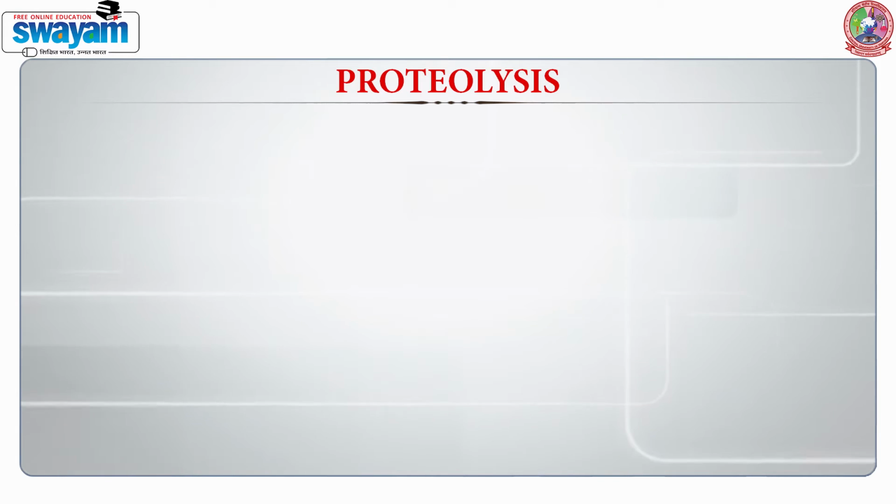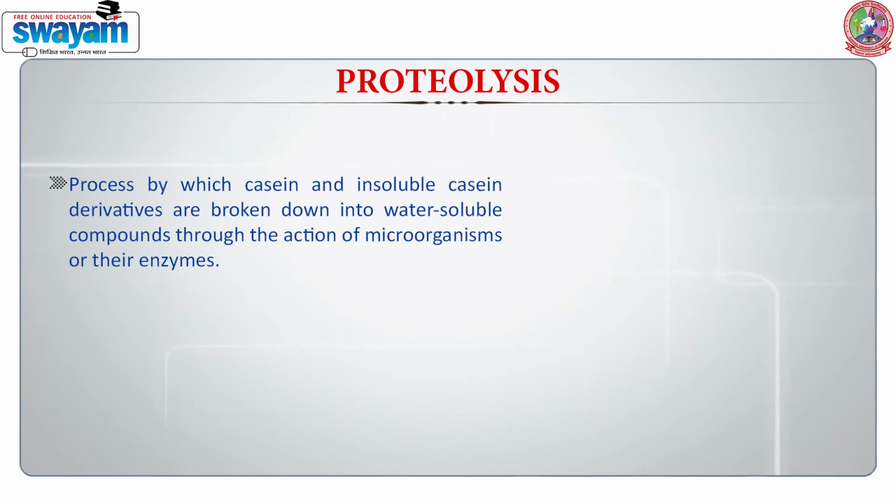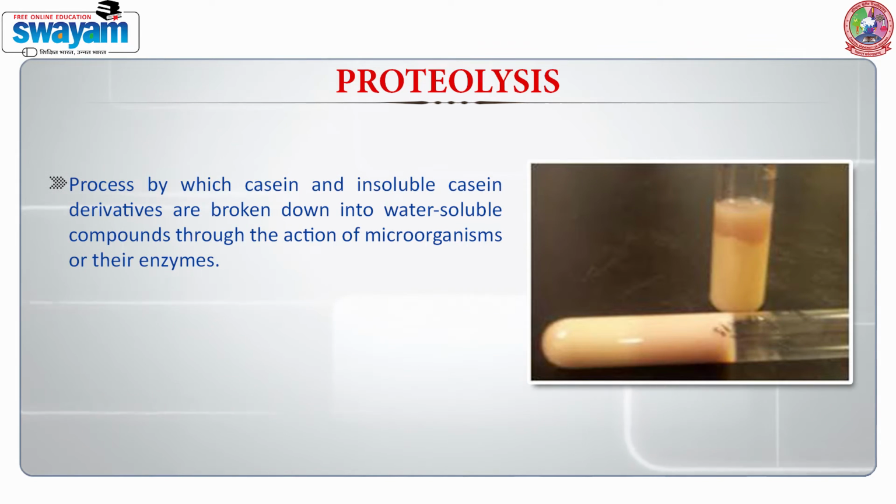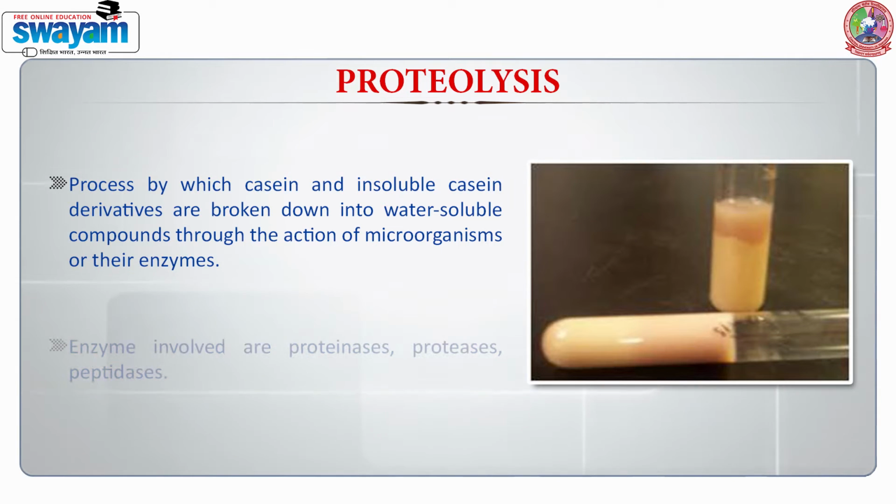The next and the most common defect is proteolysis. Why? Because milk is such a good source of proteins. So when we talk about proteolysis, it is the process by which casein and the insoluble casein derivatives are broken down into water soluble compounds through the action of microorganisms or their enzymes. The enzymes which are playing a role here are proteinases, and they can be further subcategorized into proteases and peptidases.